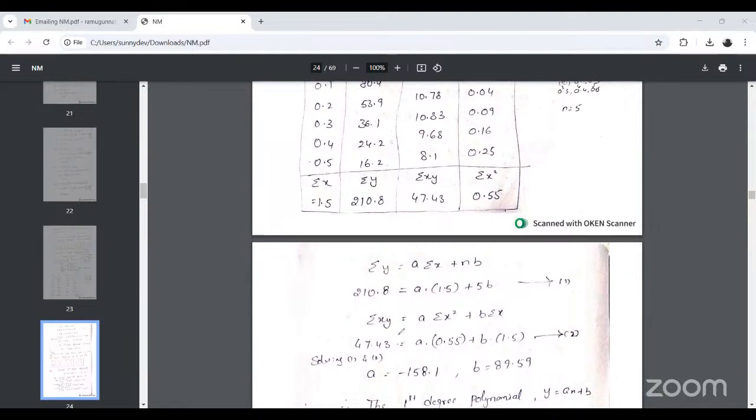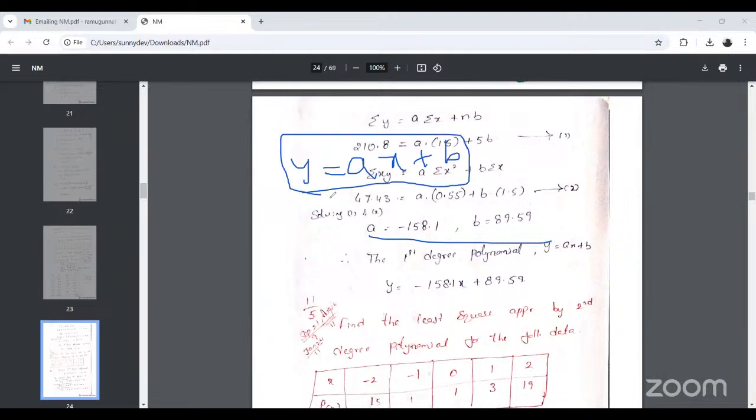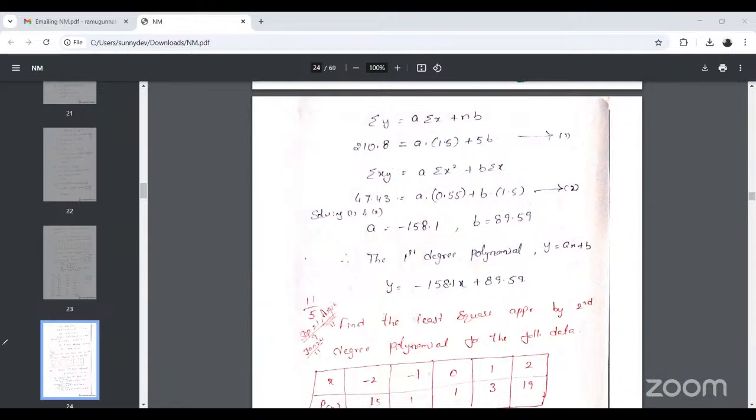Okay, summation of xy and summation of y. Just wait, we'll go. So we can solve these two equations. If you are solving these two equations, we are getting a and b. So that a and b we can substitute in that ax plus b. So a comma b we substitute in that linear equation, y equal to ax plus b. So this is the thing.